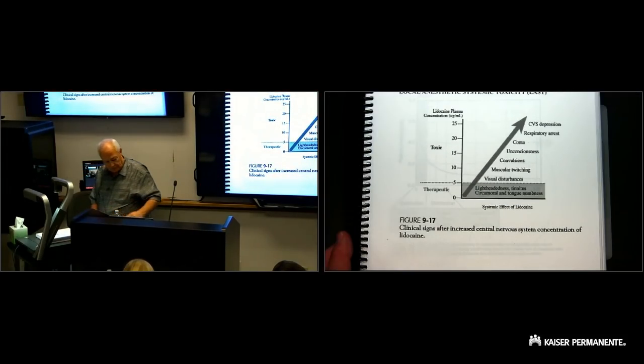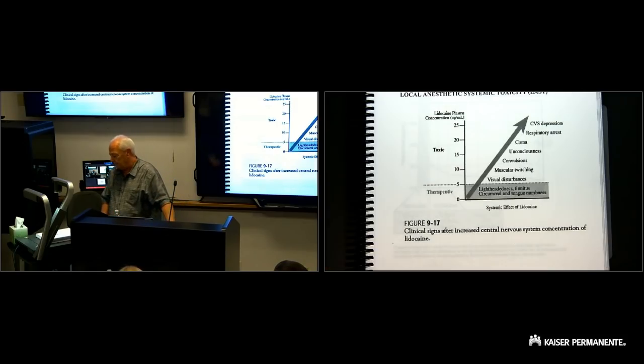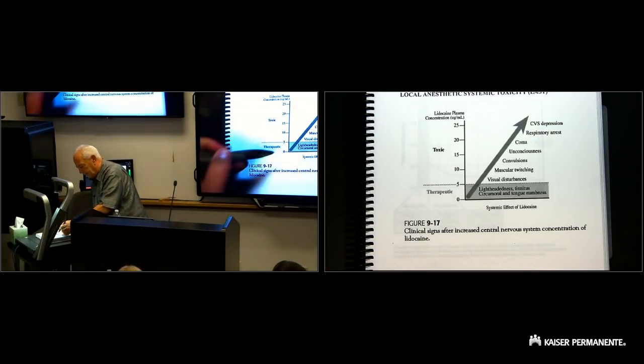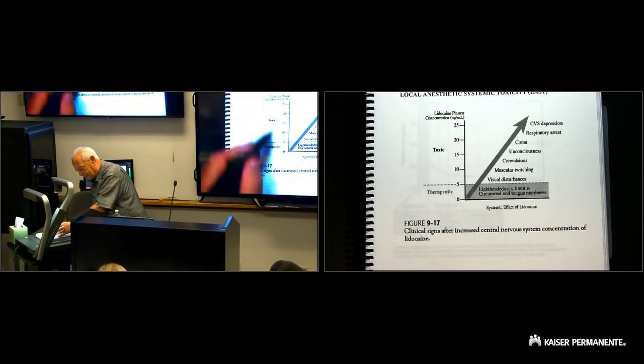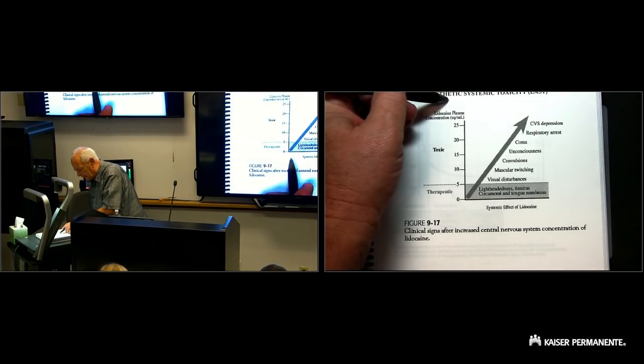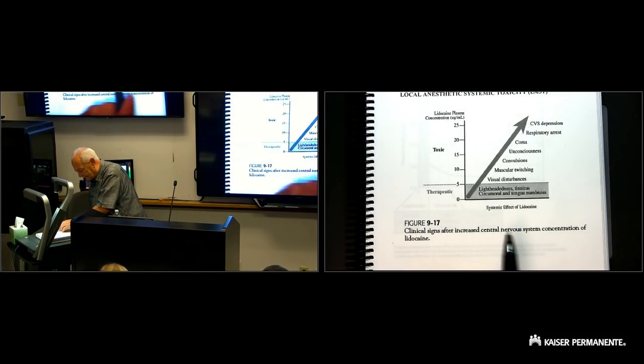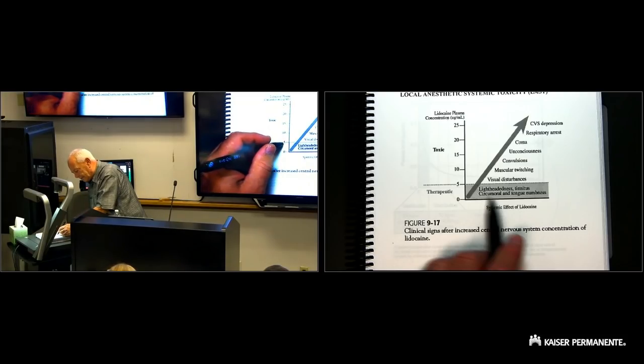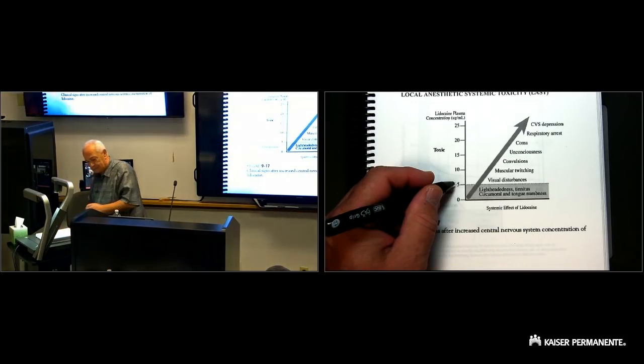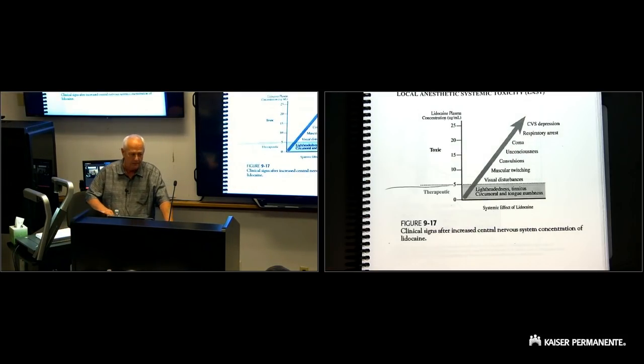What they're plotting in this graph is blood levels of lidocaine from 0 to 25 mics per ml. And these are systemic effects you see. And so they're saying as long as your blood level is below 5 mics per ml, that's therapeutic. Patient's going to be fine.